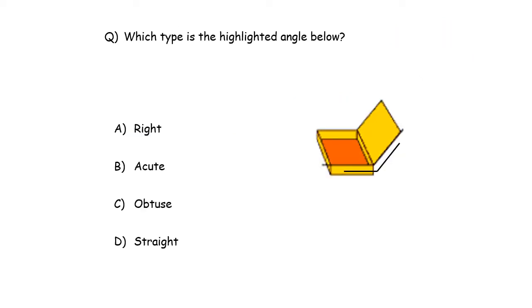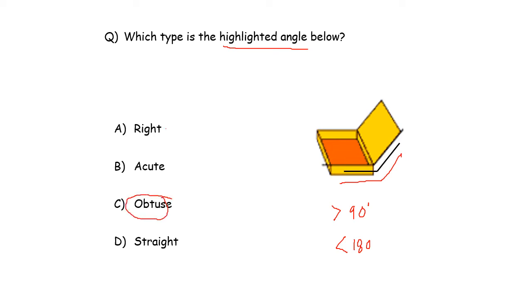Let's try this question. What type of angle is the highlighted angle below? See this particular angle. If you carefully observe, this box is open a little more than a right angle. It is more than 90. So if an angle is more than 90 but less than 180, meaning it is between 90 and 180 degrees, then it's called an obtuse angle. So this is the answer.